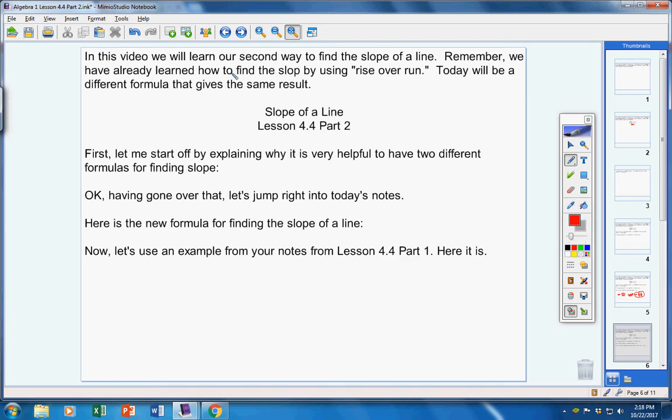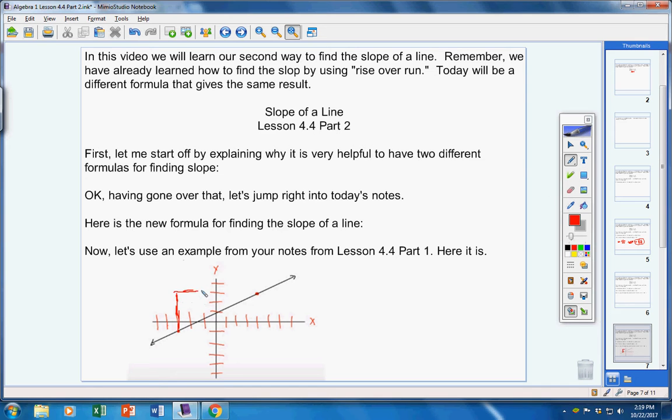Now, let's use an example from lesson 4.4 part 1. It's already in your notes. I would encourage you to just watch this, but if you want to take notes, feel free to. Now, this was in your notes from lesson 4.4 part 1. In fact, if you took really good notes, you should have this in your notes already. Now, if I asked you to find the slope of this line, you would simply draw your rise and then your run.